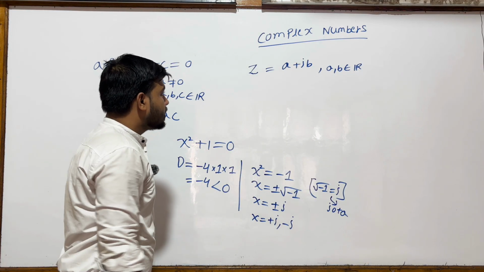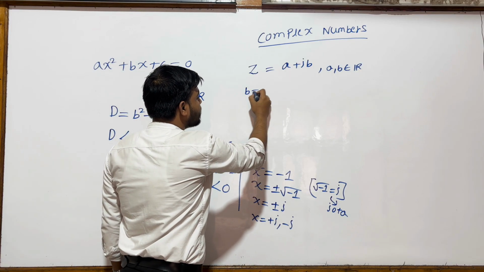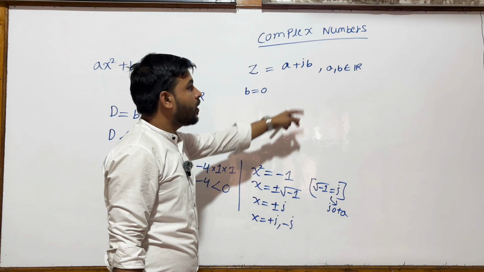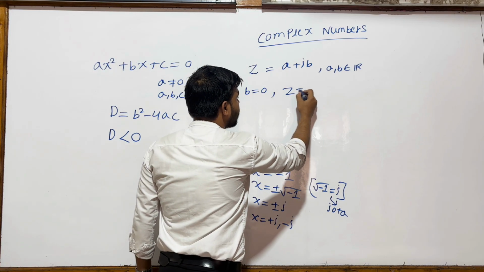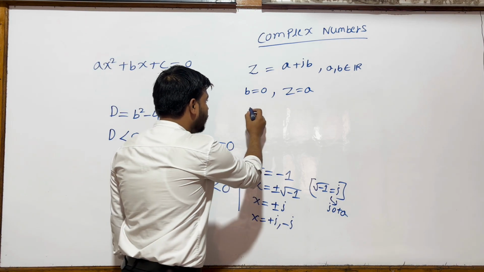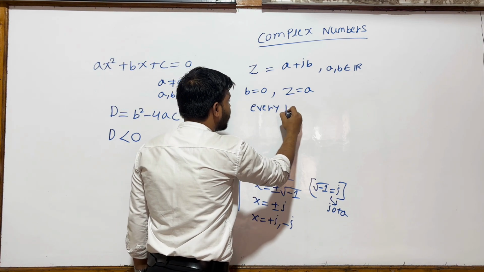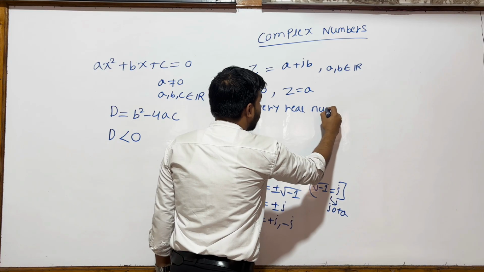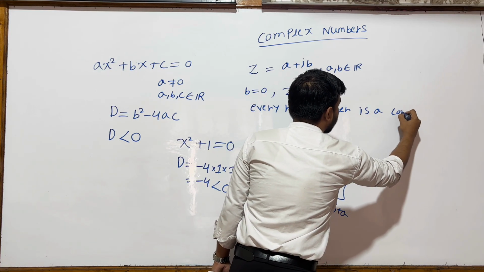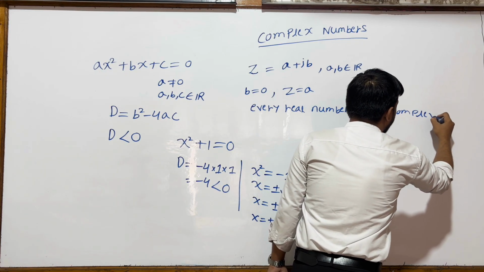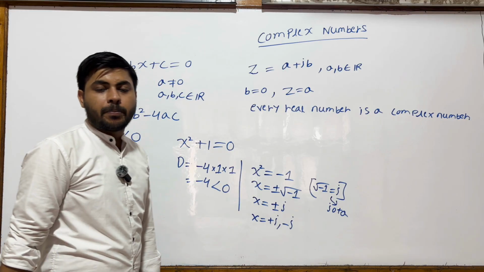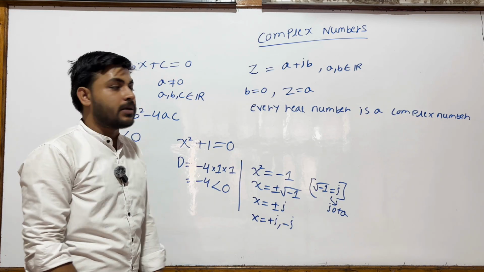Suppose b equal to 0, b can be equal to 0, right? When b equal to 0, what will happen? z equal to a. a is a real number, so z is also a real number. So every real number is a complex number. Every real number is a complex number.